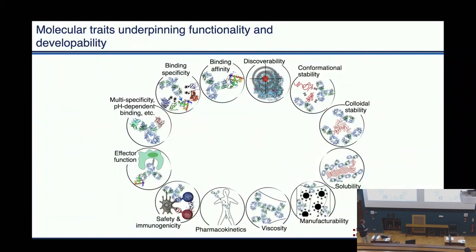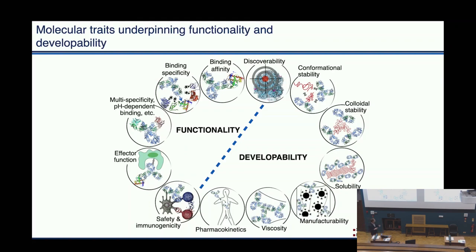And what are these biophysical properties? This is a sort of example, but it's really quite a lot. Some of them underpin functionality like affinity, specificity, interaction with the immune system, or fancier modalities like pH-dependent binding or multispecificity. And some of them underpin developability, like stability, which is the population of the unfolded state versus the folded state, or colloidal stability, which is the long-term integrity of a formulation versus aggregation, solubility as a critical concentration, expression yield, viscosity when you inject, and pharmacokinetics.